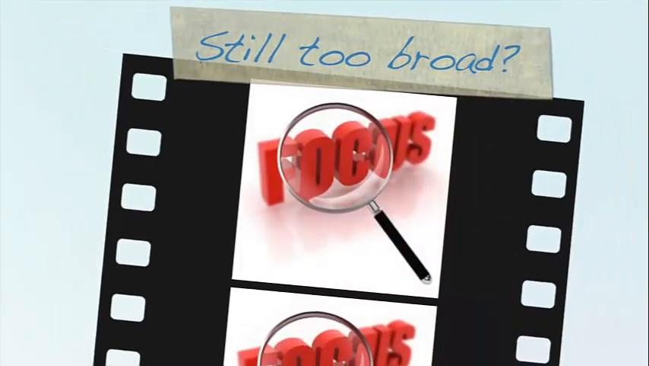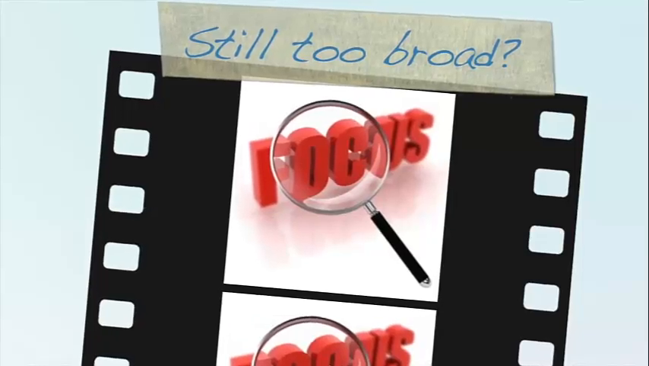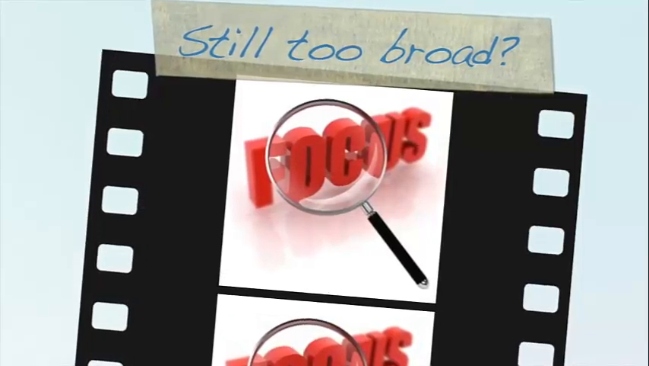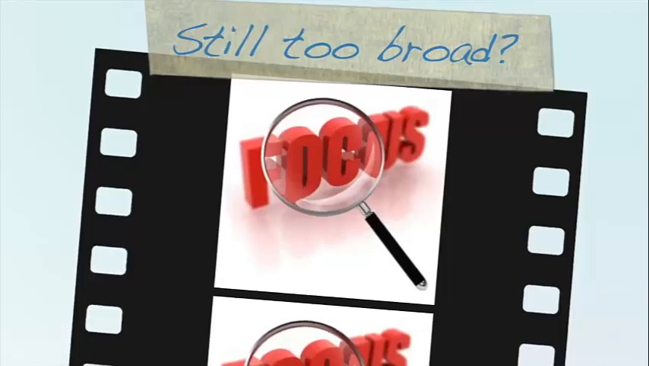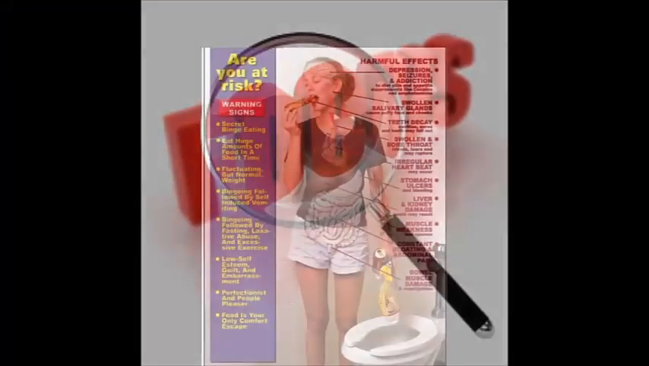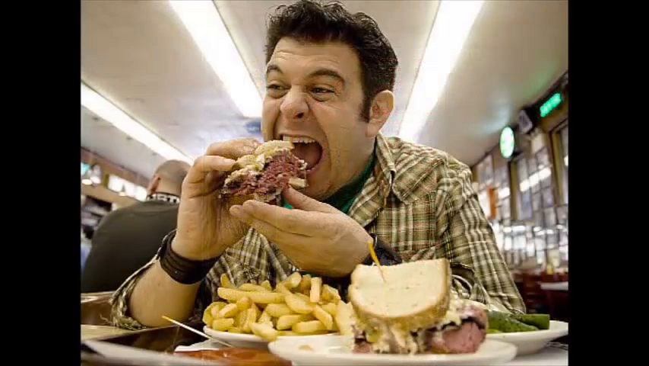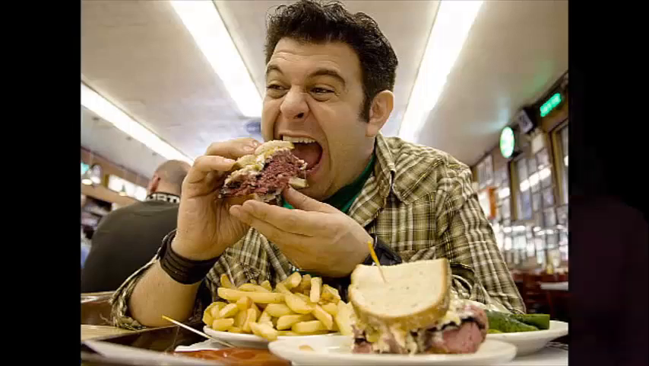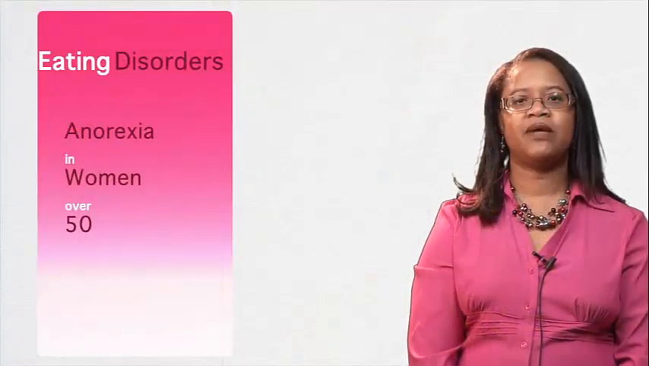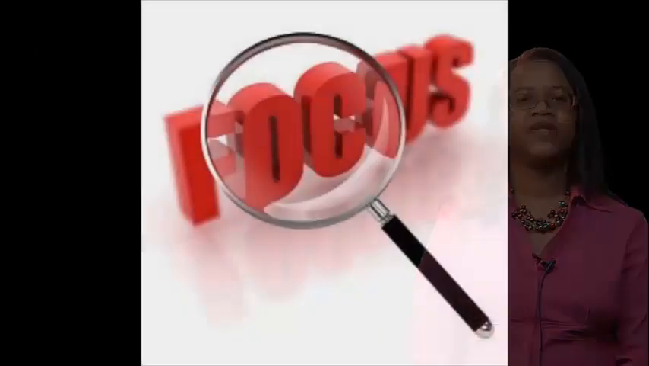If the research topic is still too broad, consider narrowing the topic according to the types or classifications that exist within the topic. In our example of eating disorders, we know that there are recognized classifications of eating disorders. Those classifications include anorexia, bulimia, compulsive overeating, and several others. At this point, let's say we will investigate anorexia in women over 50 years of age.